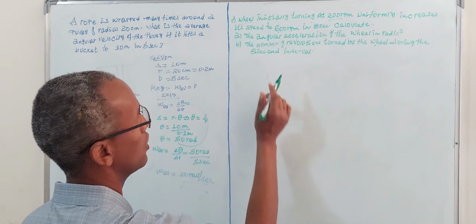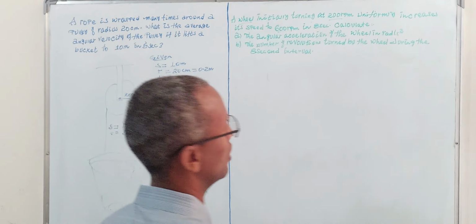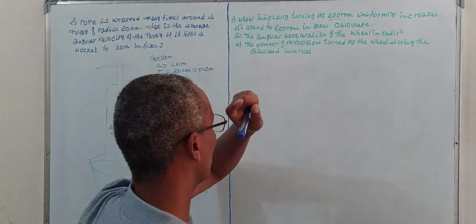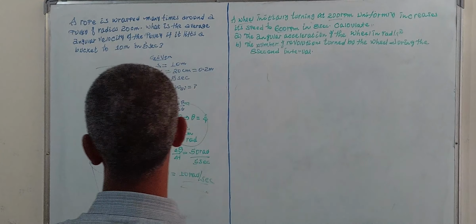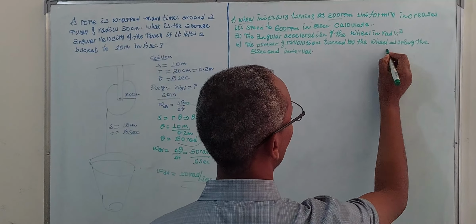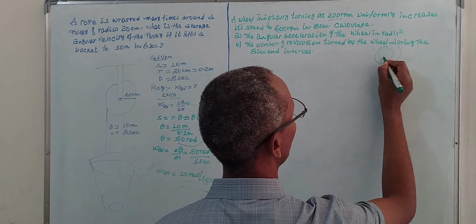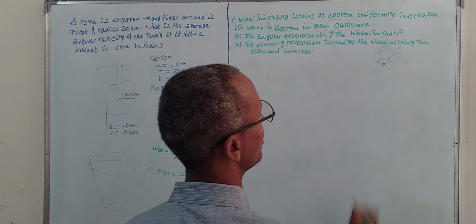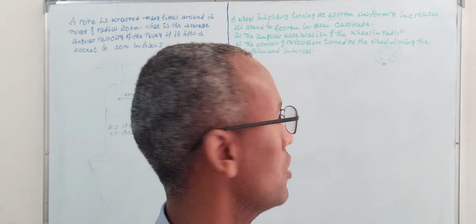Okay, to find out, you need to understand what is happening with this wheel. To calculate this exercise, let's say you have a wheel, and let's say this is your point of interest.